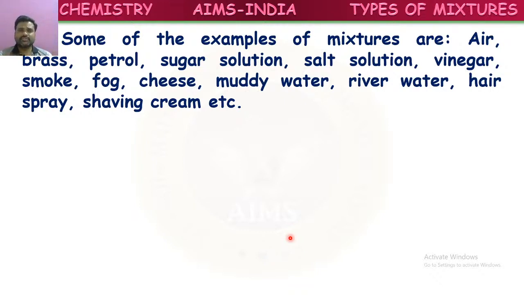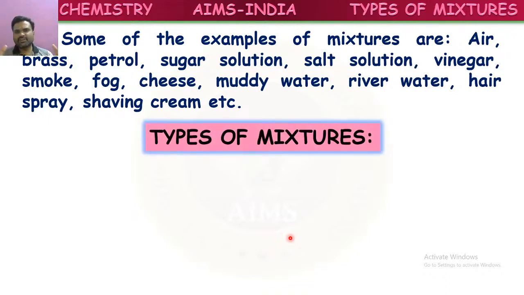And sugar solution, this we frequently watch at home. It is a mixture of sugar and water. Salt solution is also a mixture. Vinegar, this we frequently use in food items. Vinegar is a mixture of water and acetic acid. A solution of acetic acid is commonly taken as vinegar. And smoke contains some dust particles and some gases in it. Fog, cheese, muddy water, river water, hair sprays, shaving creams, these all are things which we see in our daily life regularly. These all come under mixtures.